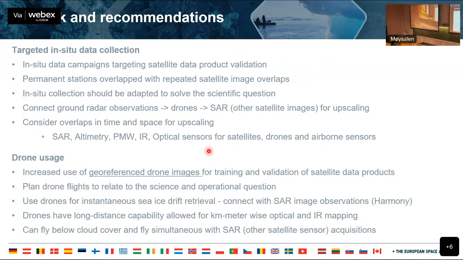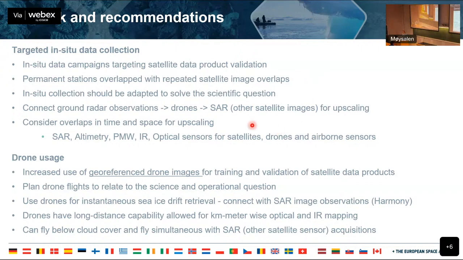So, outlook and recommendations: targeted in situ data collection, where we're actually trying to validate satellite images. It doesn't really matter which type of satellite images; it can be altimeters, it can be SAR. But targeted also to solve a scientific question. Plan a little more: what do we need for the specific scientific question we are addressing? And over permanent stations, get the satellite data providers to provide repeat satellite image coverage over these areas.